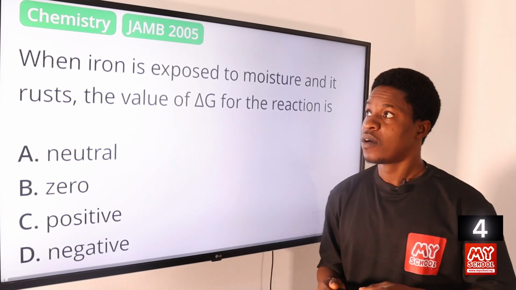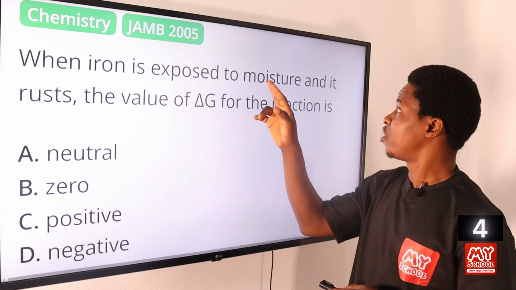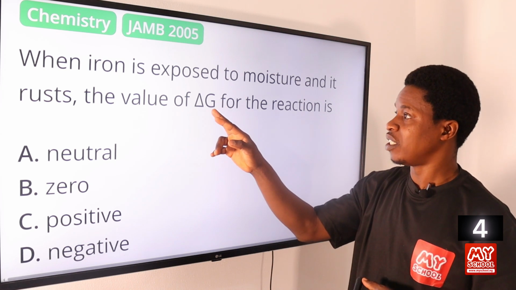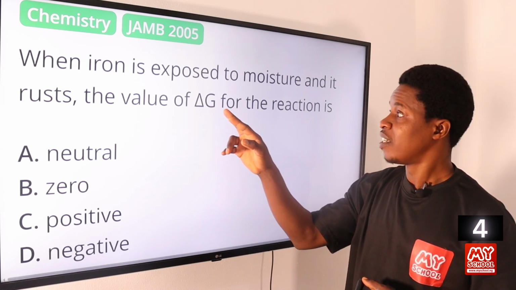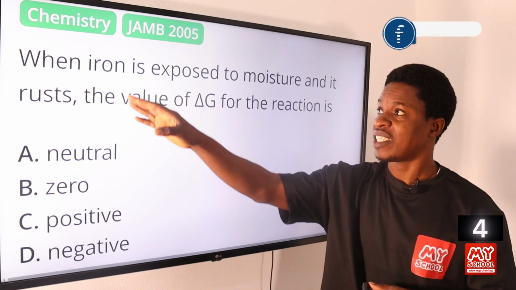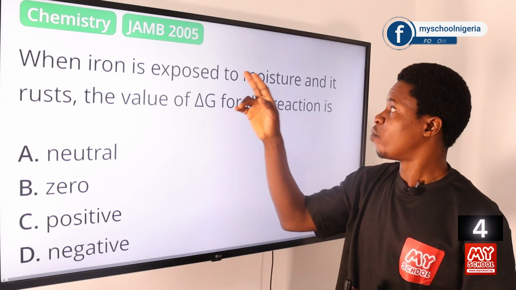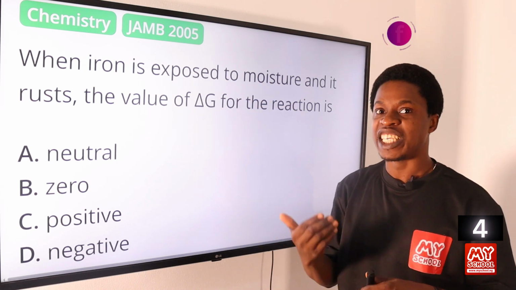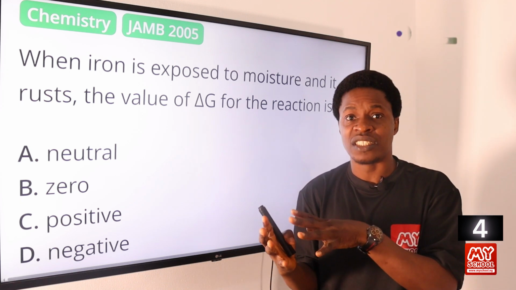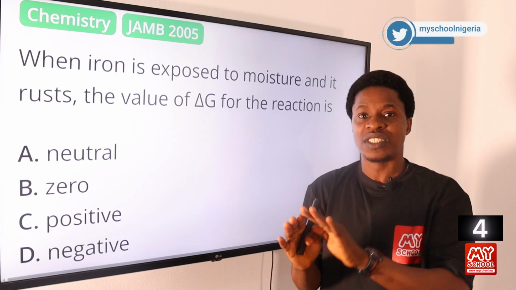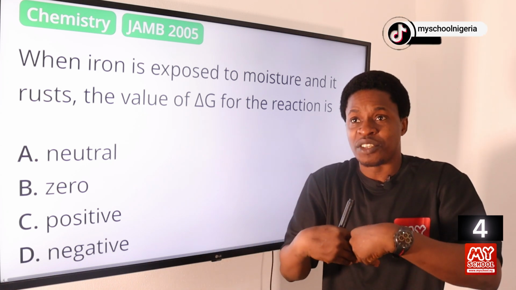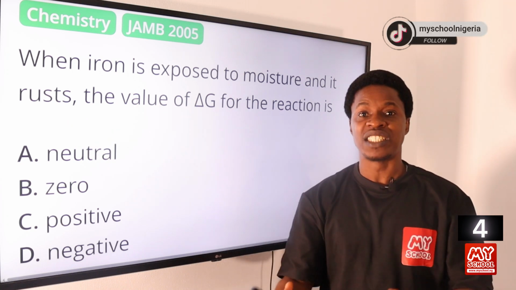Question number 4. When iron is exposed to moisture and it rusts, the value of change in G, of course, this is free energy, okay, for the reaction is what? First of all, we must analyze the reaction. What happens here? Yes, iron is exposed to moisture. What happens? It is a spontaneous reaction. The reason being that it does not need any external energy to drive that reaction. So on its own, the reaction is going to take place, okay? It does not need an external energy. That's why we say it is what?